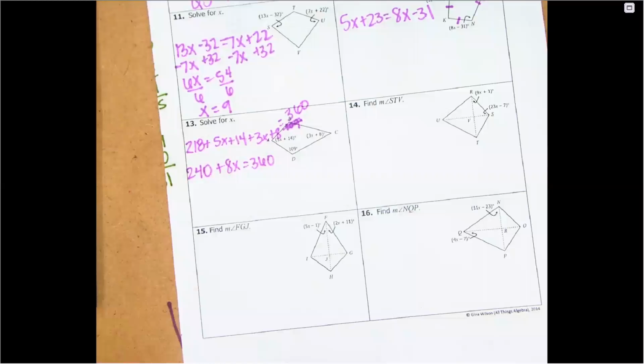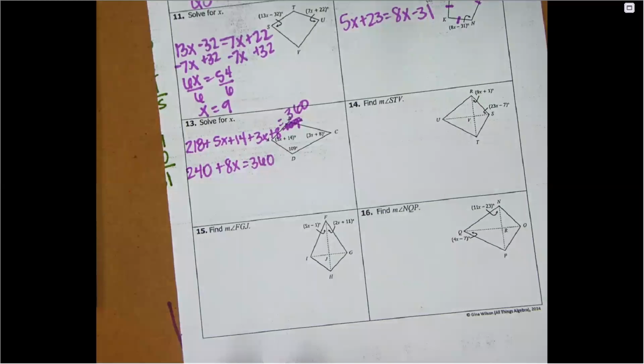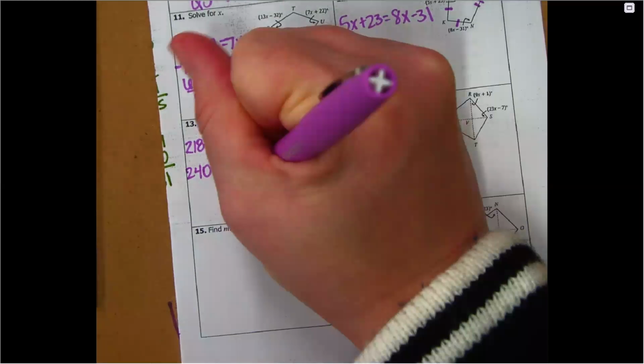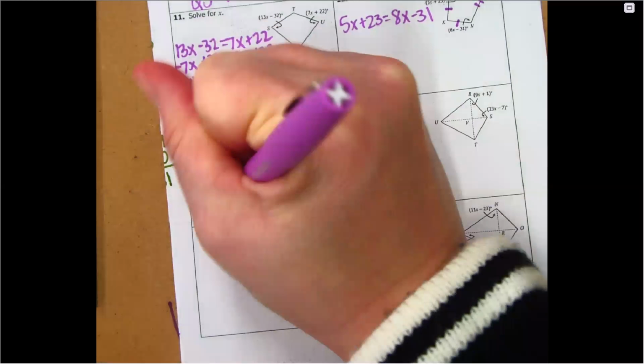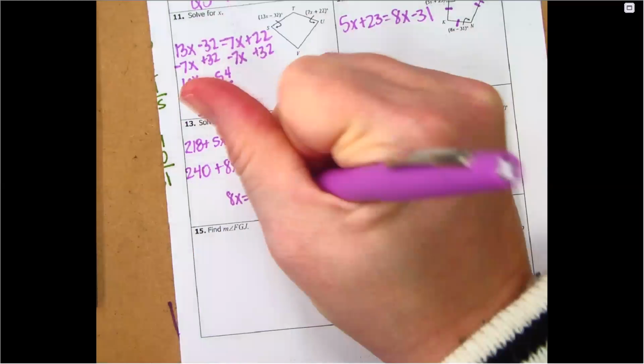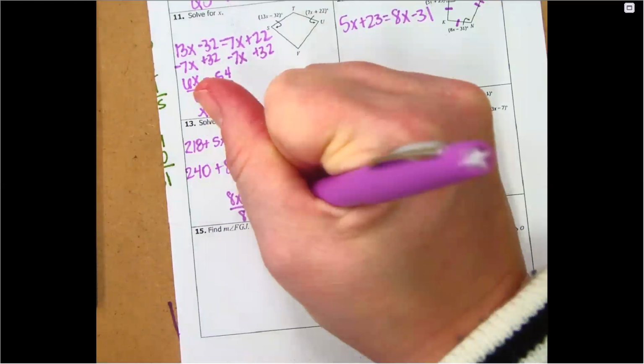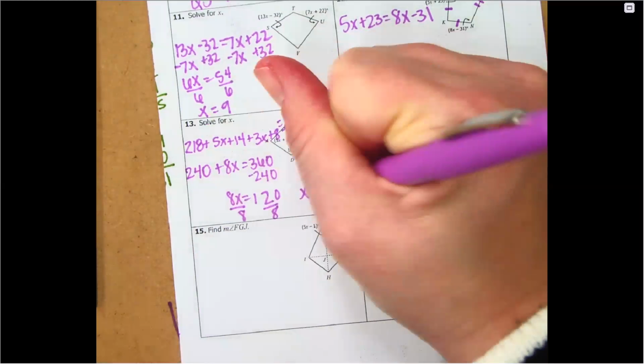Y'all okay with that? Did I lose anybody? Subtract that 240. 8x equals 120, right? Divide by 8. X is equal to 15.